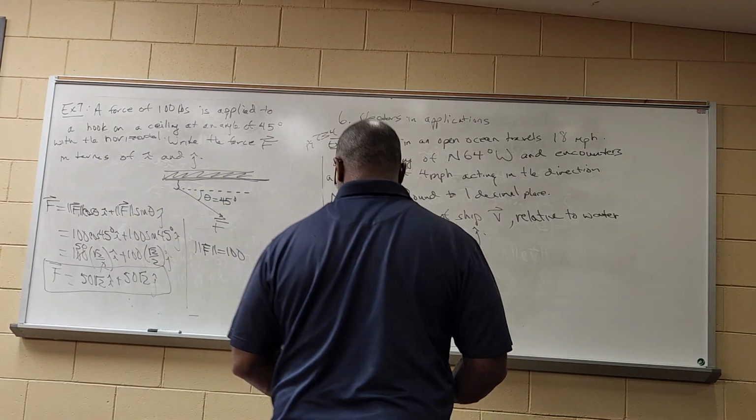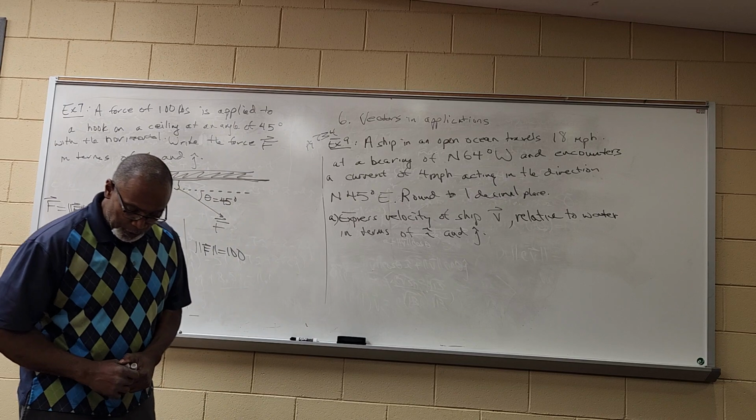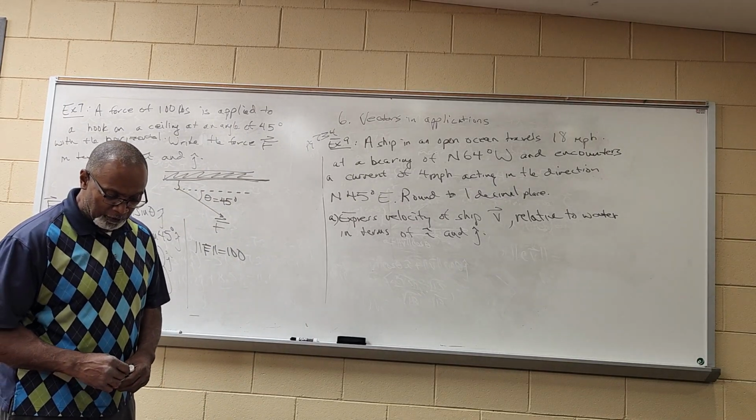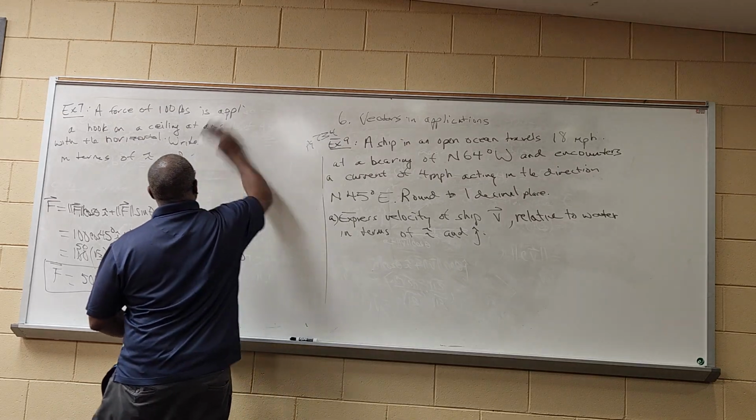So let's see if we can get a decent picture. They say a ship is in an open ocean traveling 18 miles an hour on a bearing of north 64 degrees west. So let's see if we can get a picture.